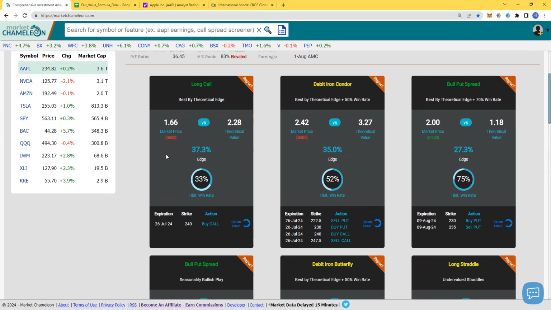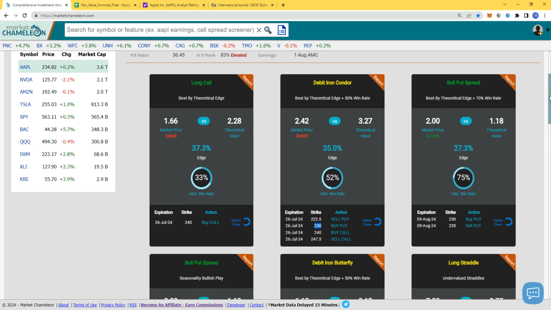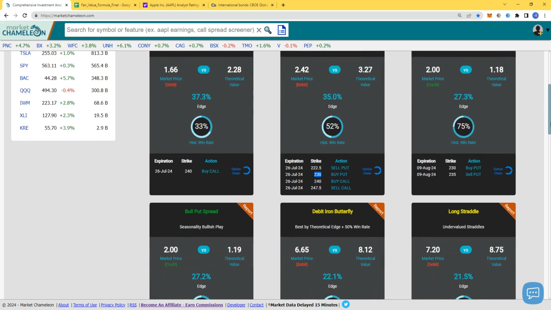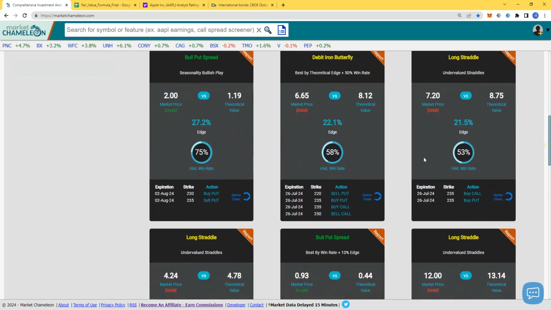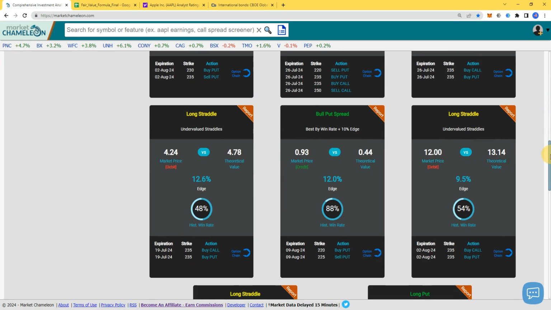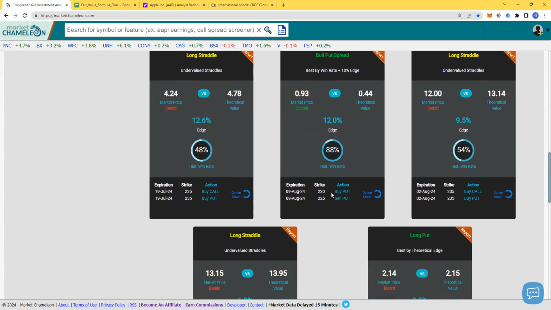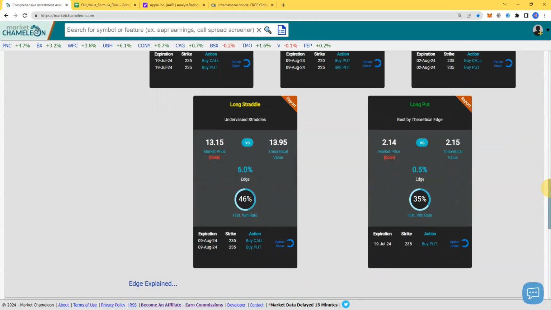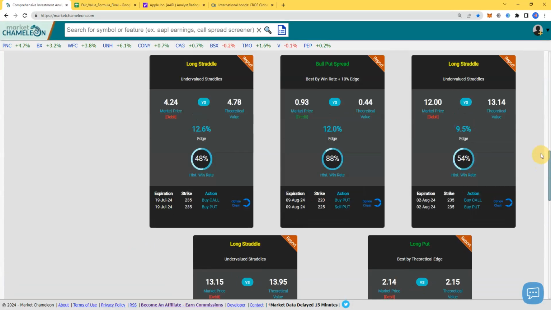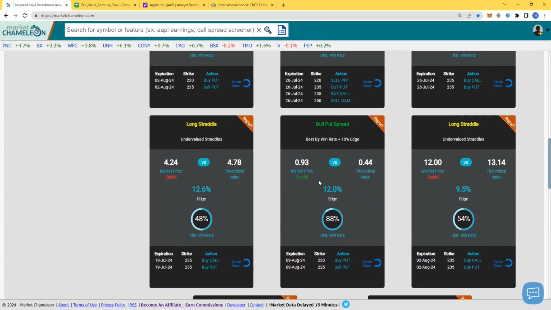We got long call. This is something to also consider. It's up to you. Debit iron condor, I don't think so. I like to go up, not both ways. Bull put spread right here, same thing. I want to see something a little more percentage wise, and if not, we're going to stick to this one. The long straddle, the long put, no. You know, that's an option.